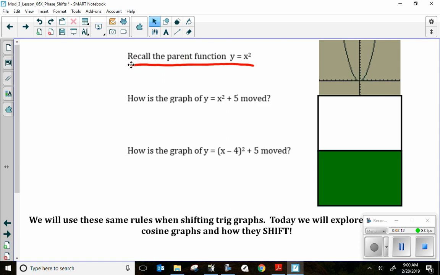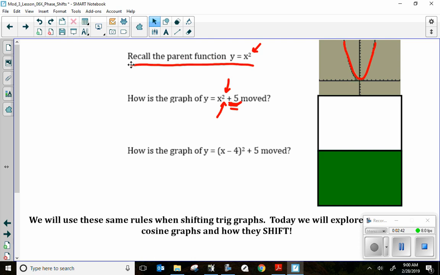Meaning, if I look at my original graph, x squared, what does this plus 5 do to the movement of that? Well, we should remember that if I add something outside of parentheses, which that is clearly added outside of the squaring function. Remember, this is a quadratic because we're squaring something, okay? If I add something outside of the square, which I am, that tells me I'm either moving it up or down. It's a vertical movement.